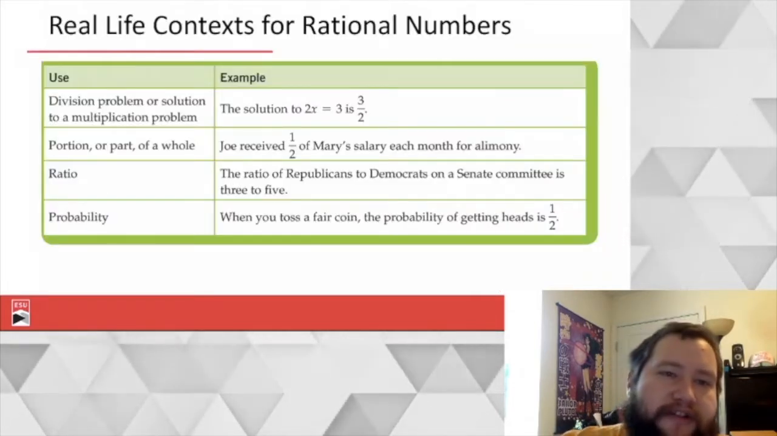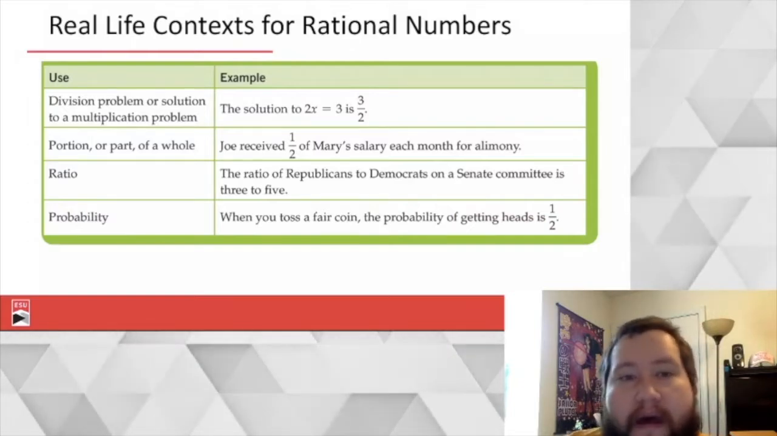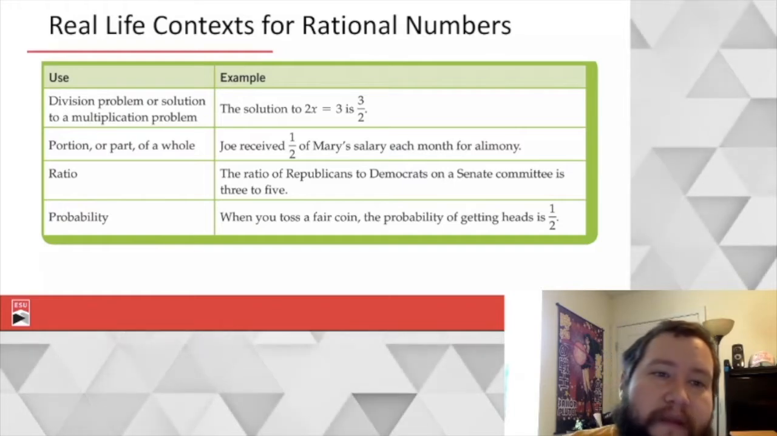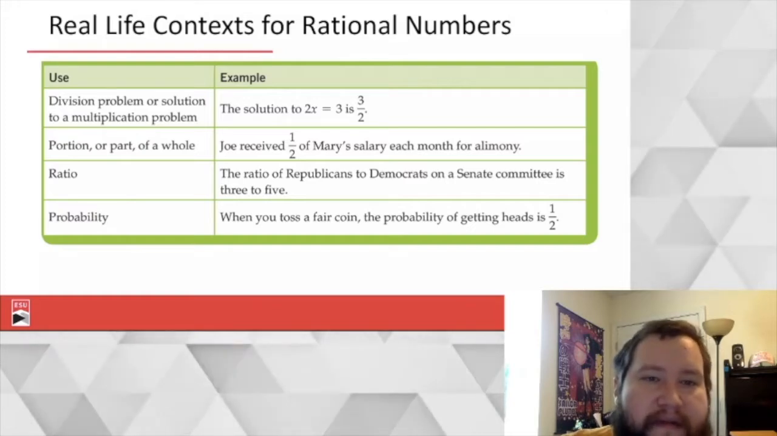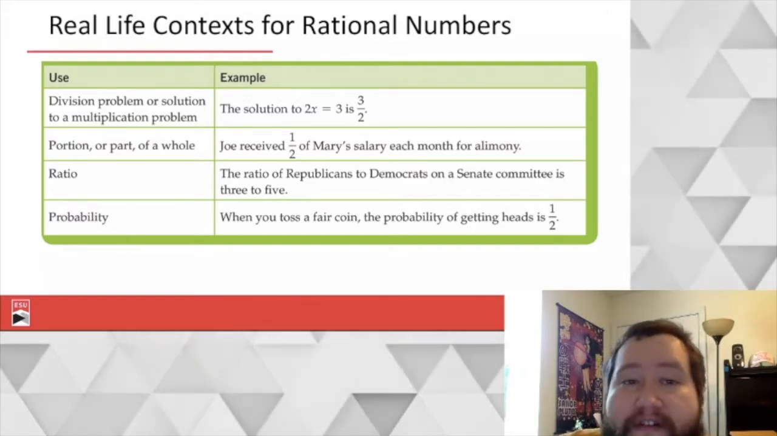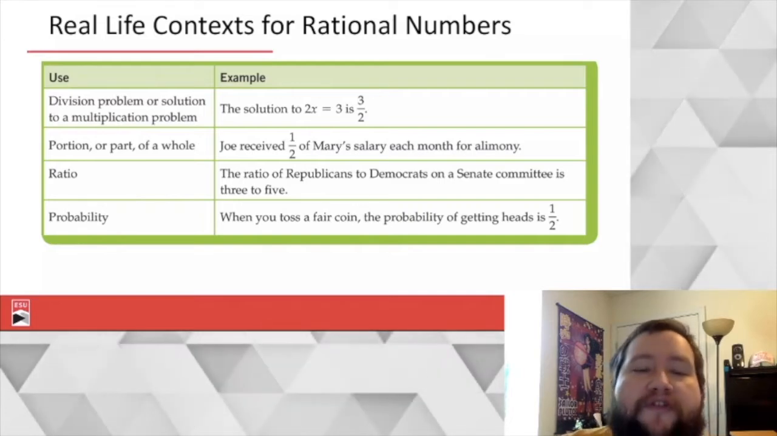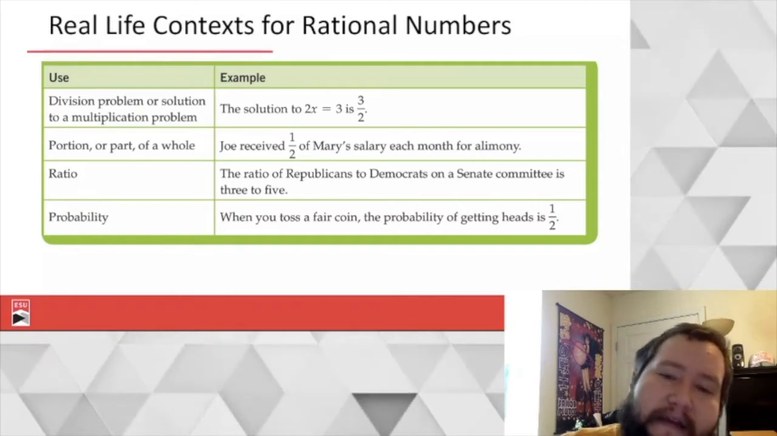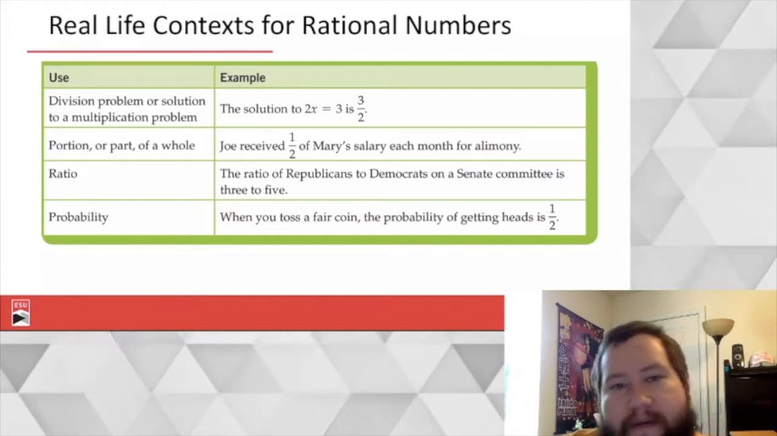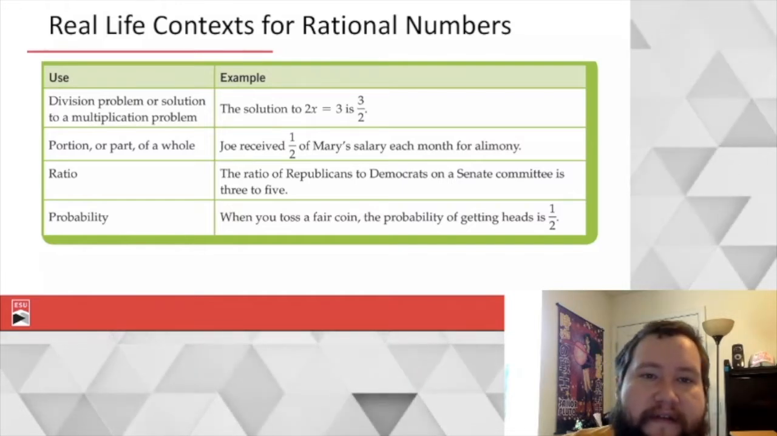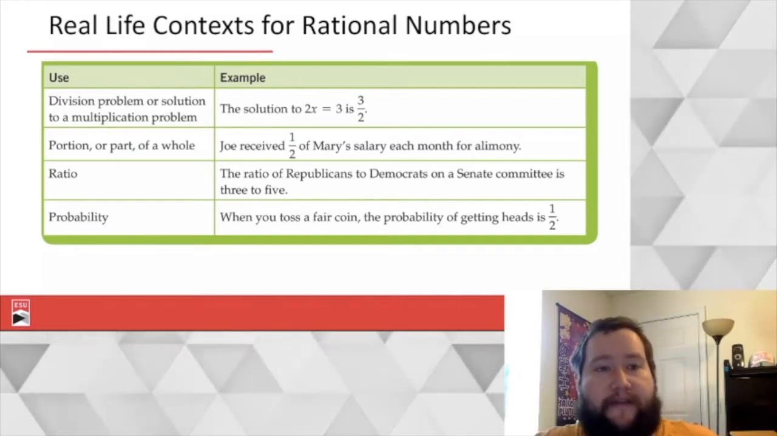So why do we care about fractions? Just like negative numbers, there's a reason why we would want to be able to find the result of a division problem even if it isn't a whole. Thinking about the solution to 2x equals 3 is 3 halves. That's maybe a really artificial example, but suppose for 2 batches of cookies, you need 3 cups of chocolate chips. How many cups of chocolate chips go into each batch? The answer is 1.5. You get 1.5 cups per batch for a total of 3 in the 2 batches.